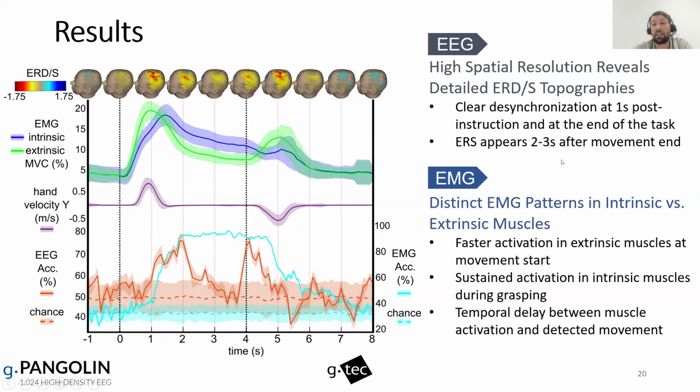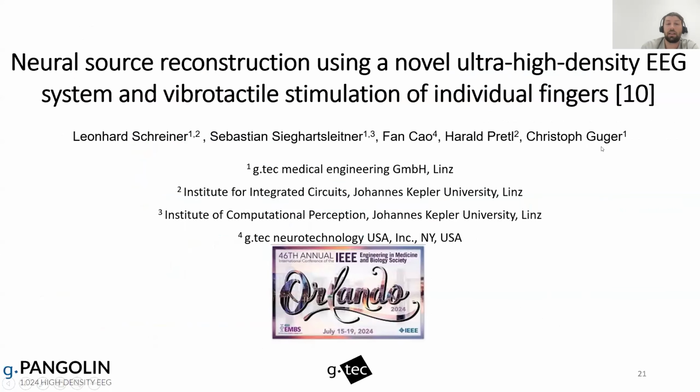The takeaway from the study is that we can have clear topographies, which show very interesting focal spots where the movement intent is happening. And we have a fast activation in extrinsic muscles at the movement start, and sustained activation in intrinsic muscles during the grasping. And there is some temporal delay between the muscle activation and the detected movement. So these are the main findings from the study.